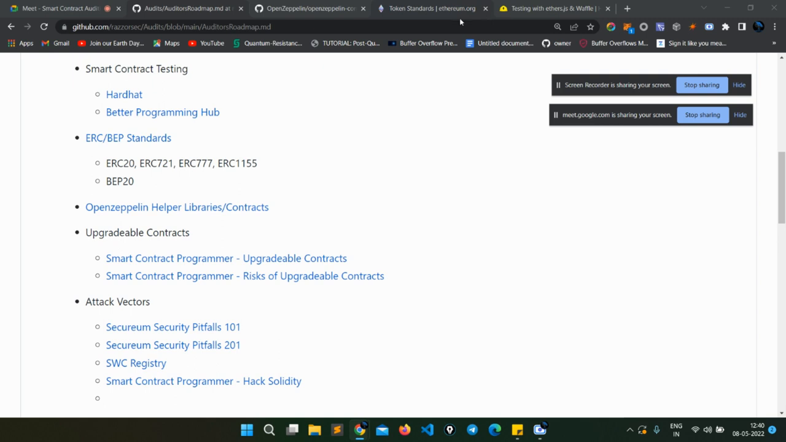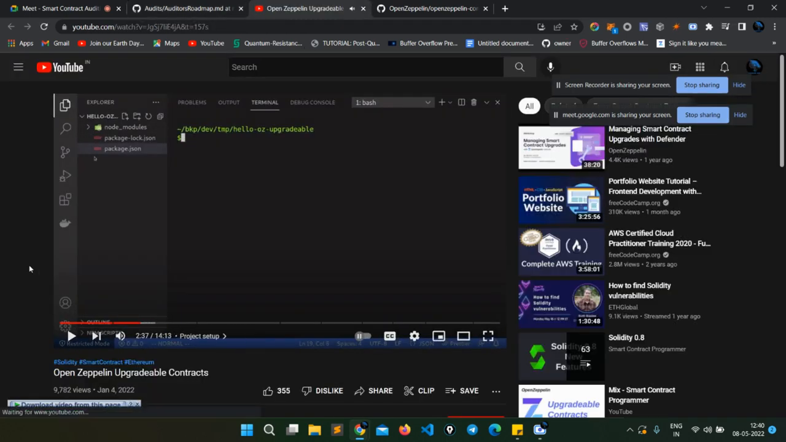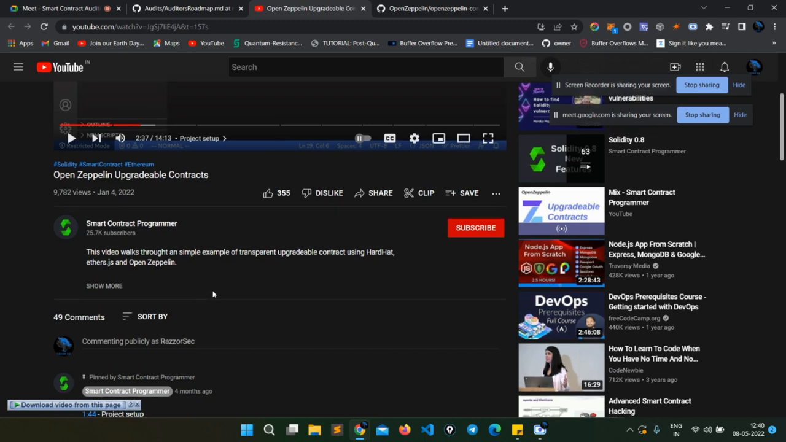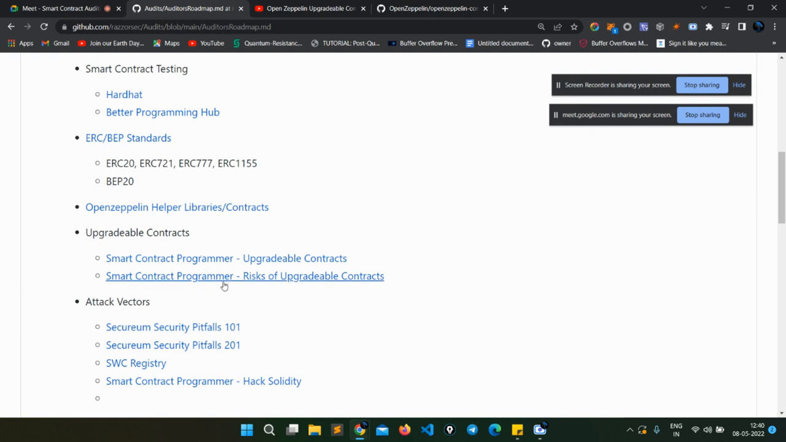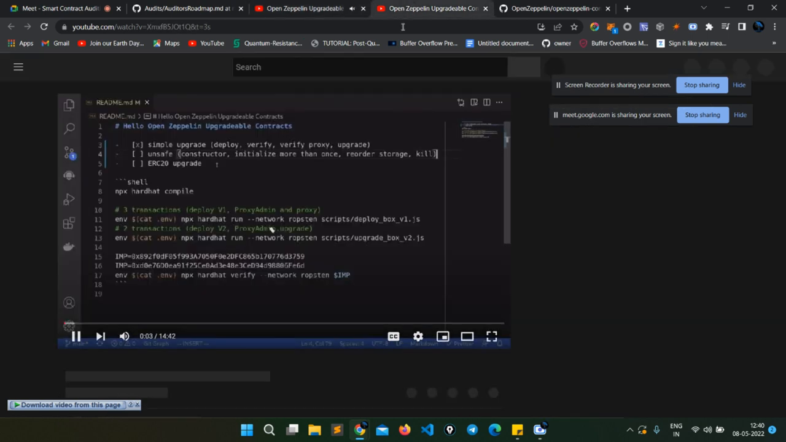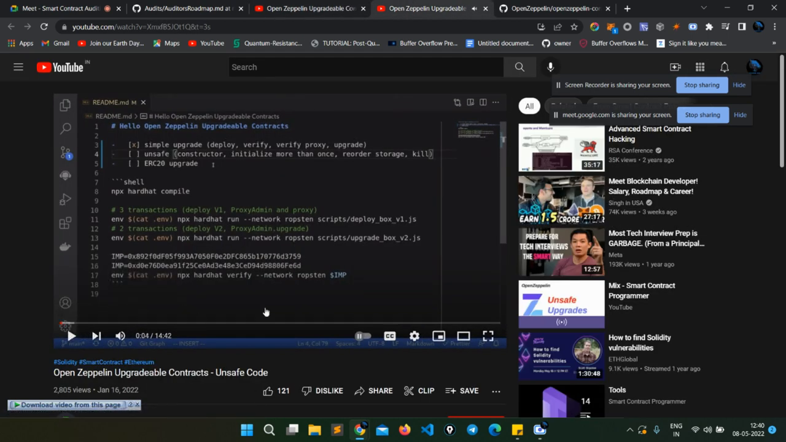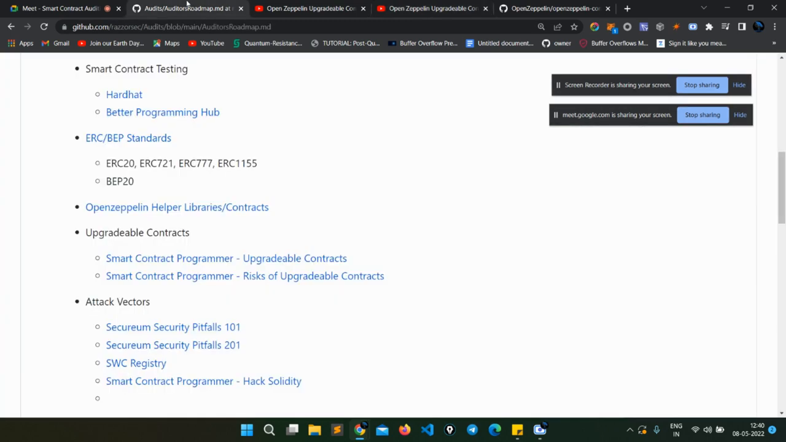And a very cool resource is from the smart contract program itself, the Open Zeppelin. We have to utilize this YouTube channel as much as possible, like all the playlists it has, all the videos it has. So this video will cover what are actually upgradable contracts. And the next one will cover what are the risks involved around Open Zeppelin upgradable contracts. So with that, you will have the knowledge of what are upgradable contracts and what are the risks involved around upgradable contracts.